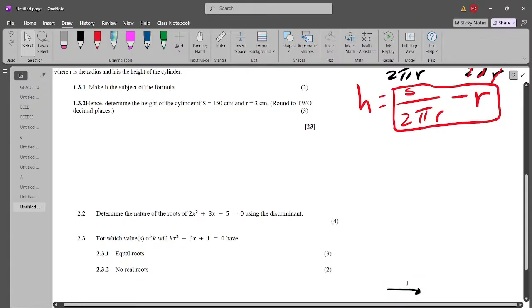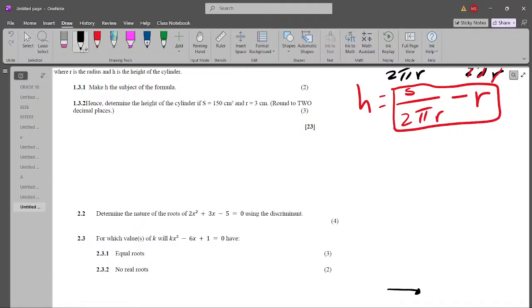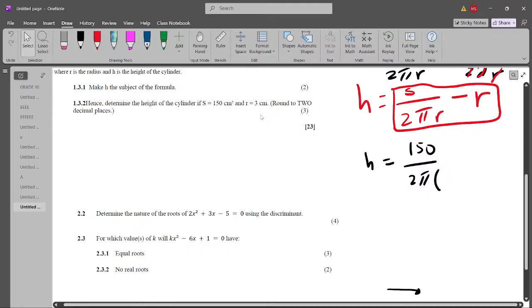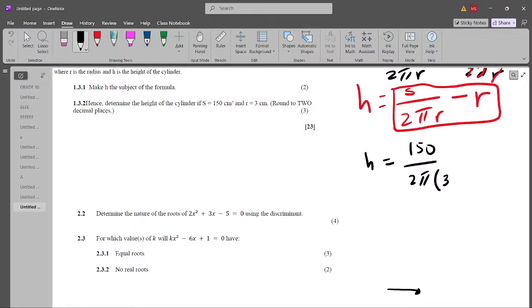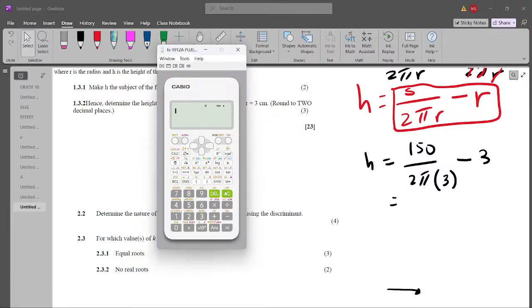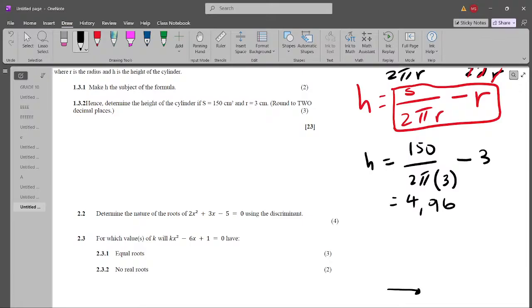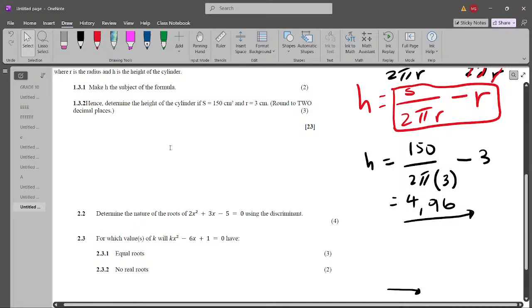Therefore, how do we do that? This is how you do it. You simply say h is equal to, remember they said S is 150. They said the radius is how much? 3. So 150 over 2 pi times 3, minus the radius, which is 3. When you put this in a calculator, it's 150 divided by 2 pi, then put 3, minus 3. Then our answer is 4.96, because we need to round off to 2 decimal places. Therefore, our answer is 4.96. And this over here is our solution.